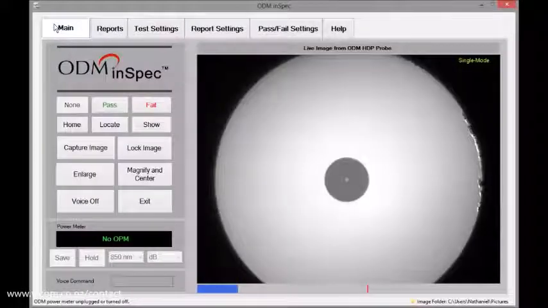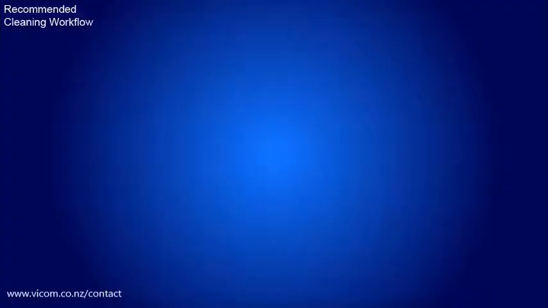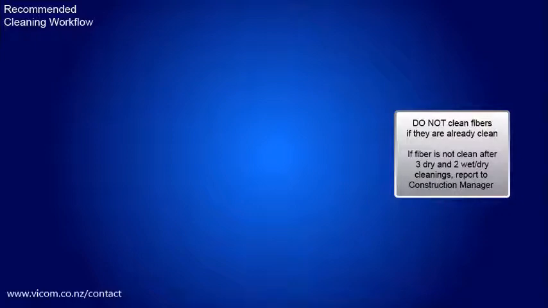On the main Inspect screen, obtain a clear, focused image of the fiber end face to be tested. If there is visible debris in and around the core cladding area, clean the end face using your preferred method. Please note that fiber optic end faces should not be cleaned if they are already clean. The following flowchart illustrates the process for performing the recommended amount of cleanings for dirty fiber optic end faces.